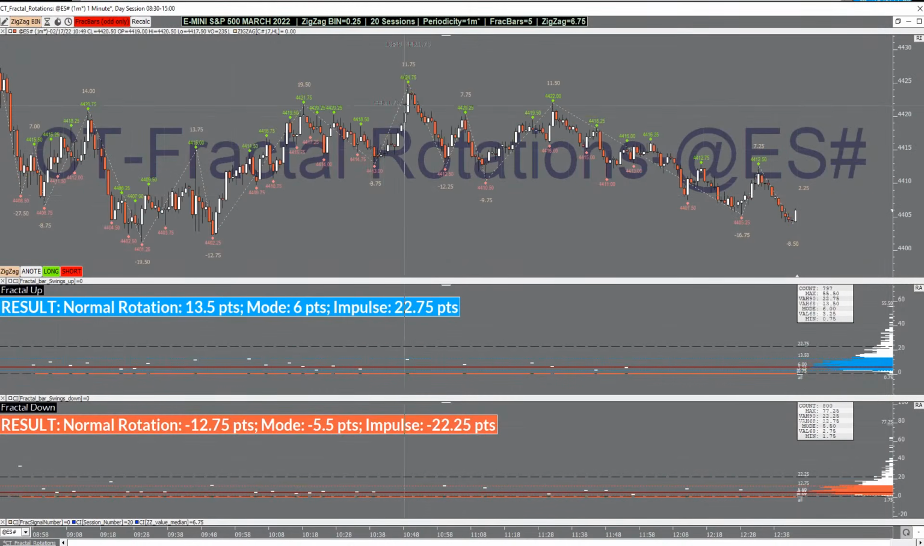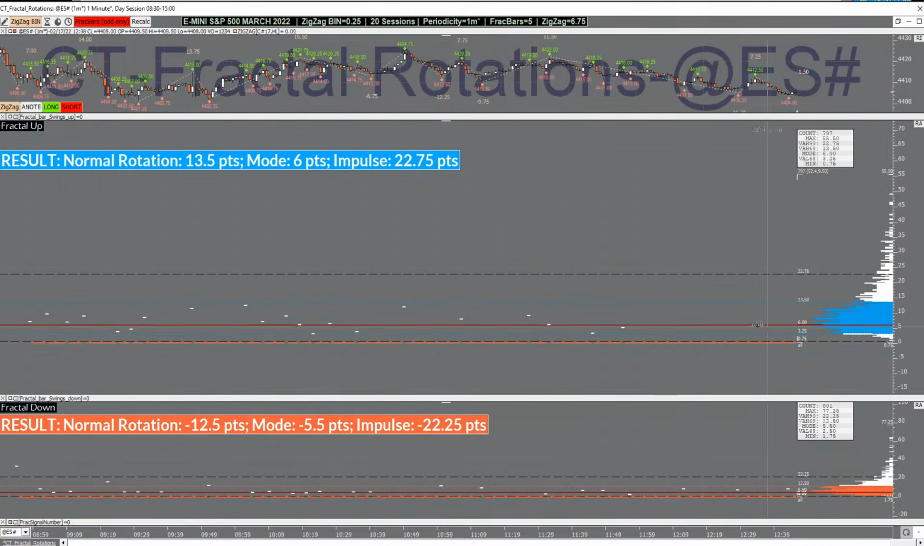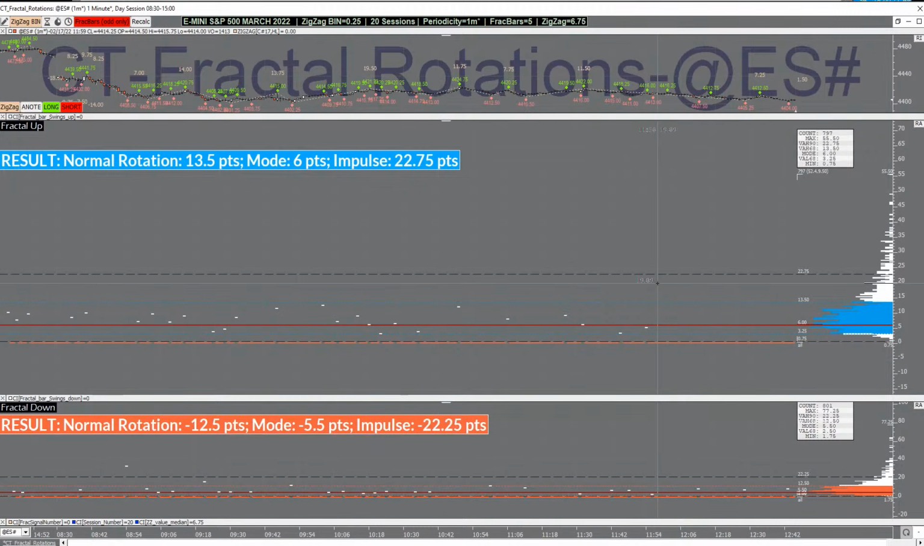So what this is saying is, okay, from 44.13 to 44.24.75, there were 11.75 points. This is a normal rotation, okay? And it records it right here. This little dot right here, that's 11.75 points. And it takes all of these dots and charts them on a histogram, just like you did in statistics class, okay? It finds the mode and it finds the value area around the mode. And that's how we compute what is normal, okay?